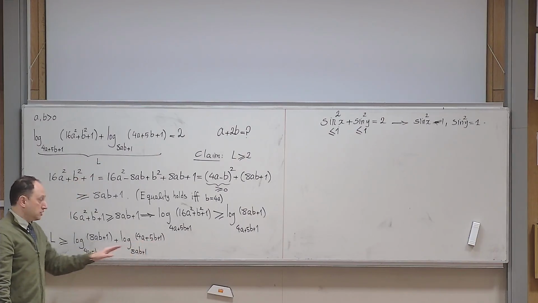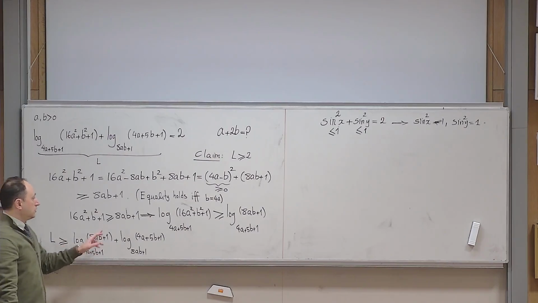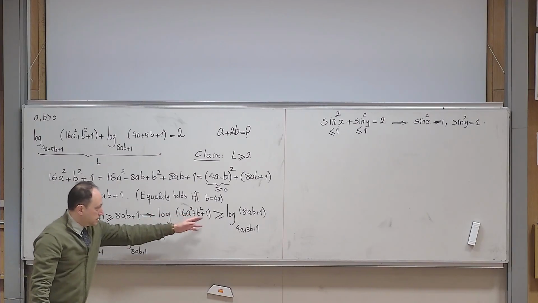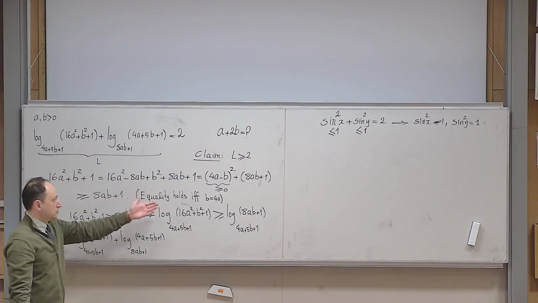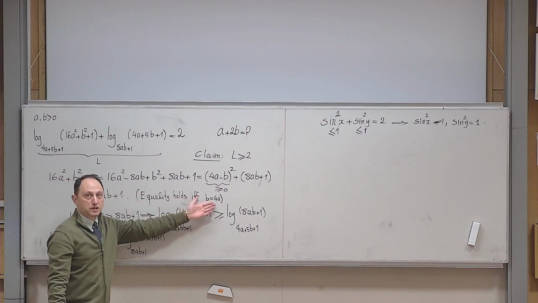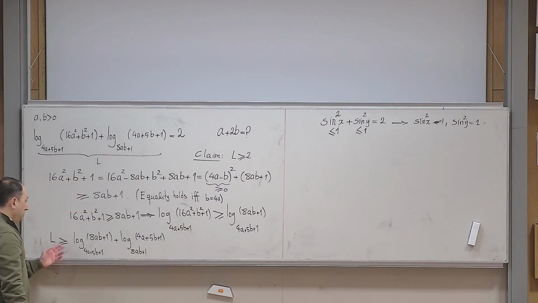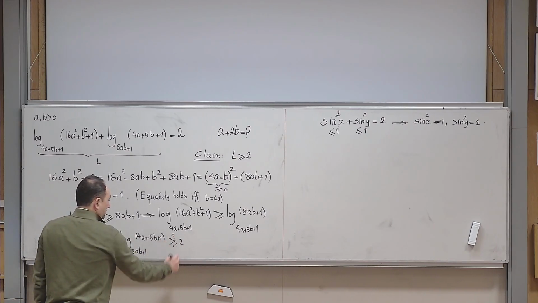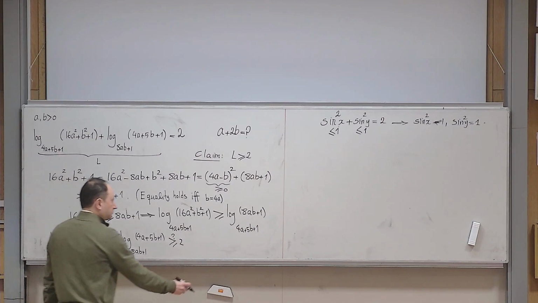If I ask you when L becomes exactly equal to this expression, equality holds if and only if this equality holds, and so on. So this means equality holds if b is equal to 4a, because that is crucial. Okay. But my claim is this number is definitely greater than or equal to 2. How can I prove that?